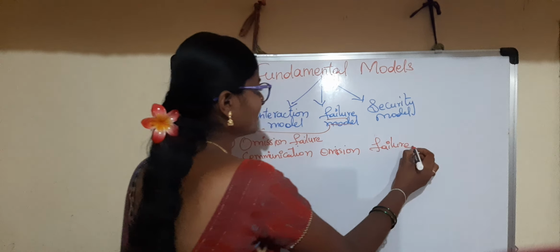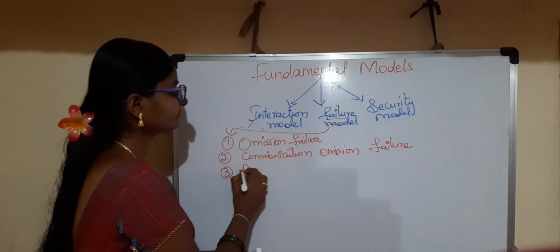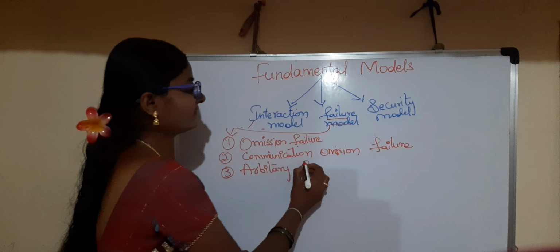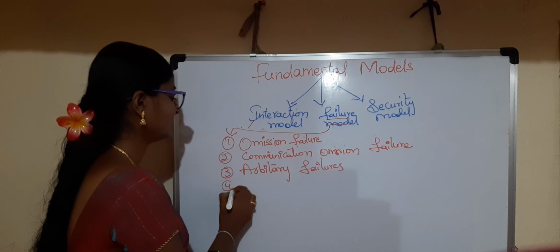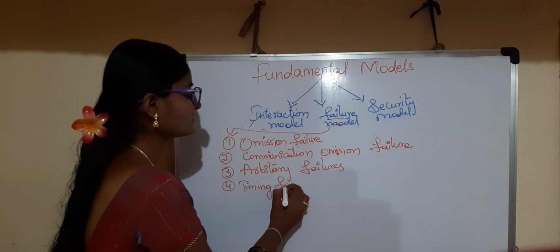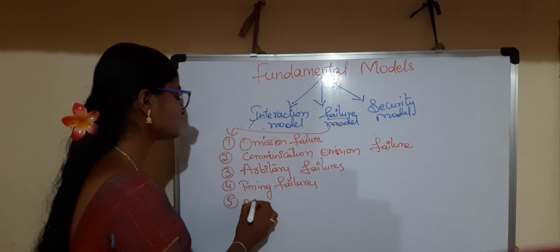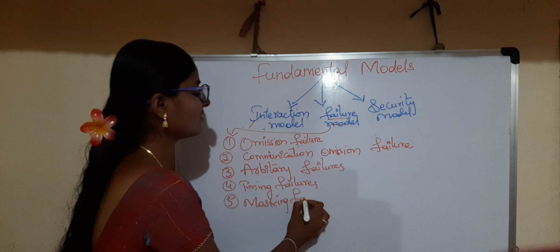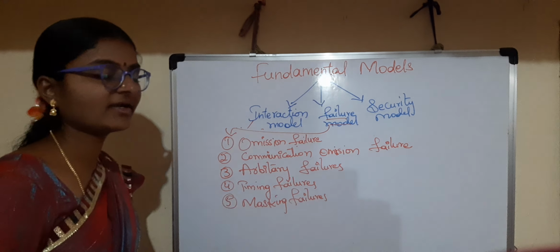Communication omission failures. Next is the arbitrary failures. Next failure is the timing failures. Timing synchronization process, timing failures. Next is the masking failures. All these are the failures. Different methods are there in the failure model.